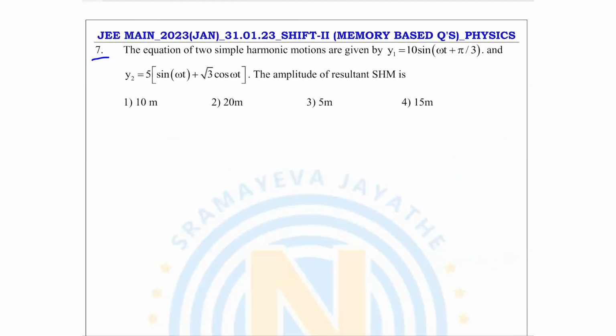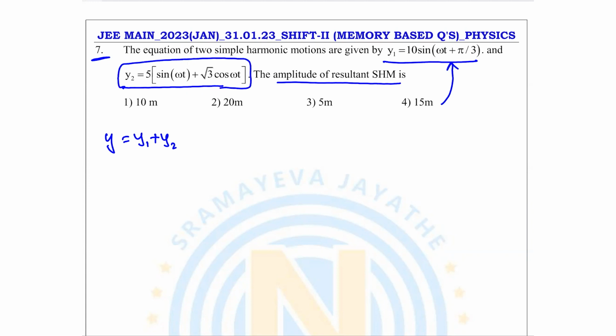Okay, let's go to the next question. Question number 7. The equations of two simple harmonic motions are given by this. And we want to find the amplitude of the resultant SHM. Resultant SHM means we want to superimpose both these SHM and then find the amplitude. This one is already expressed as a single sine function. We'll have to convert this into a single sine function.